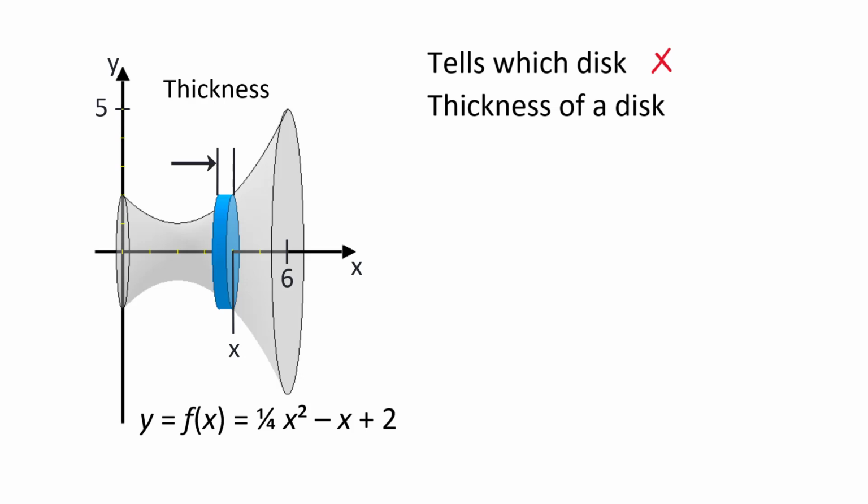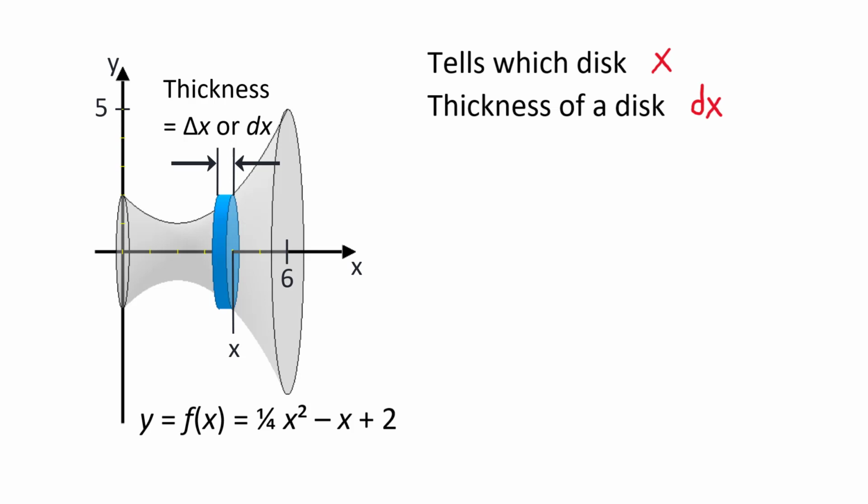As we move from the left side of a disk to the right side of the same disk, we go a little bit forward in the x direction. If we are talking about a finite number of disks, each with a finite thickness, then we call this width delta x. That little triangle is a Greek letter delta. When we consider the limit as the thickness approaches 0, then we call the thickness dx.